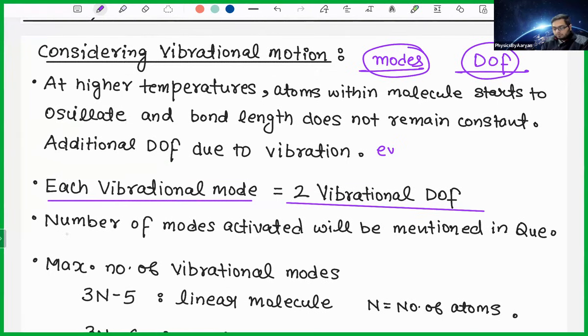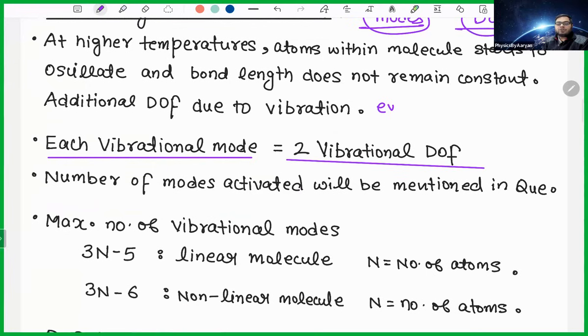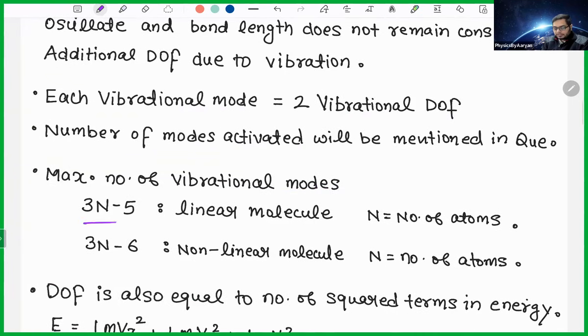So, how many modes are activated will be mentioned in the question. But let's say it is not mentioned. Then how do you calculate? Then the number of modes is calculated using the formula 3n minus 5 if it is a linear molecule, and 3n minus 6 if it is a non-linear molecule.